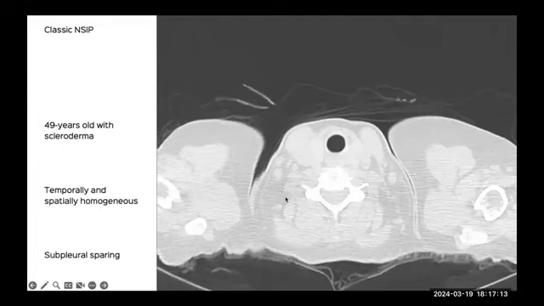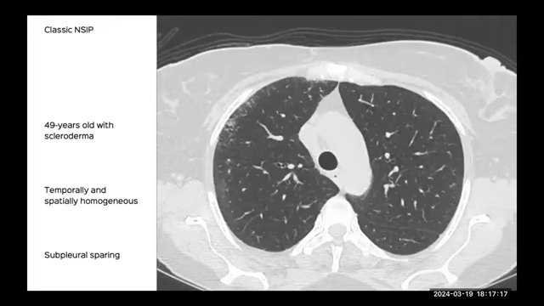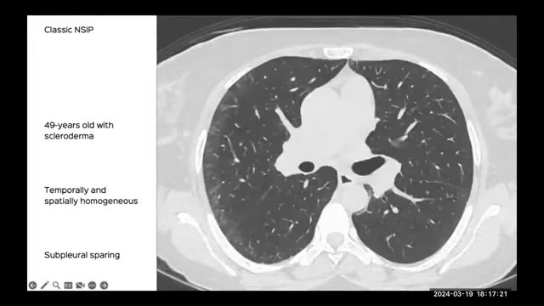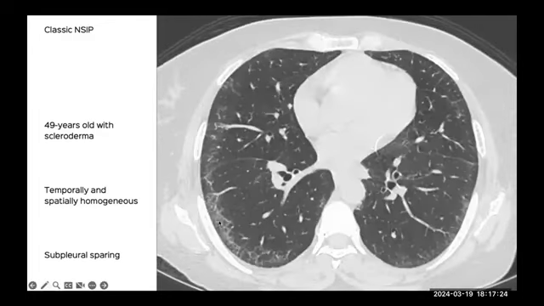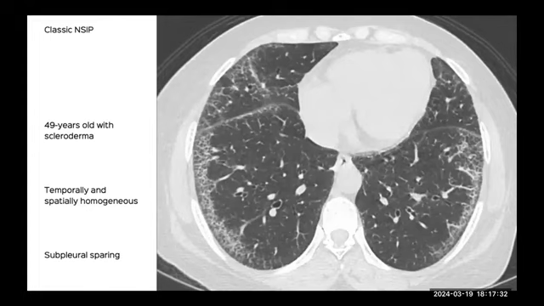Let's start off with a 49-year-old patient who has scleroderma. We can see these reticular opacities in the non-dependent upper lobes. Then we start seeing them in the dependent regions as well. You can see that in the mid and lower zones, there is temporal and spatial homogeneity, which means that in the same section, all the lesions appear to be of the same age.